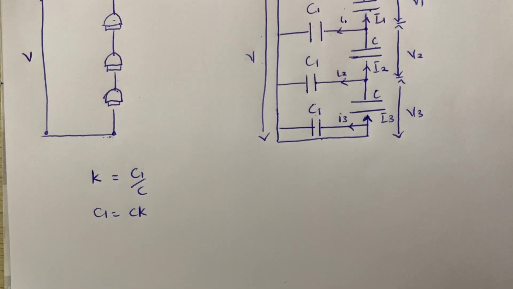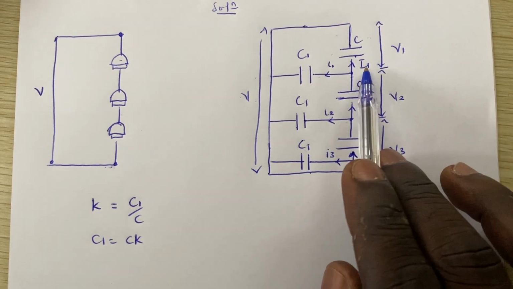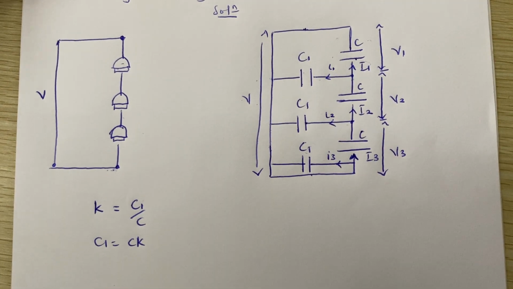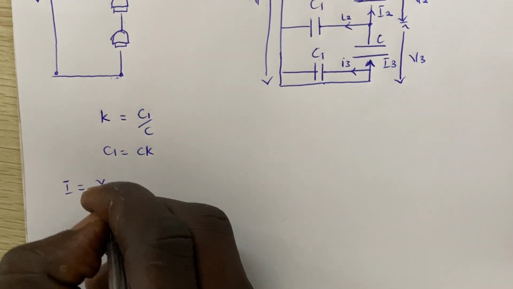So now let's look at the current directions. To make our calculations simpler and easier, let's start from V1. If you want to find the current that is flowing through V1, from Ohm's law, we know that I is equal to V over R, right?